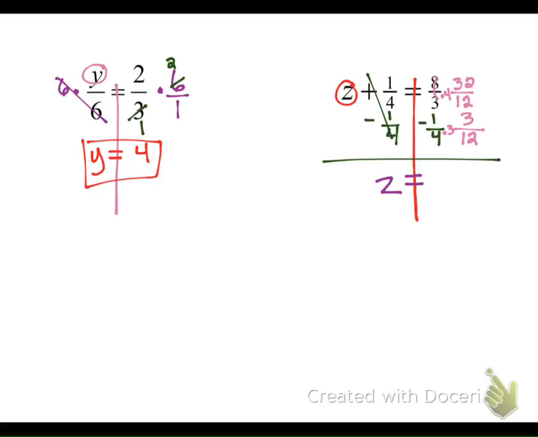Okay, so now I have my new fractions here. I have 32 over 12. What's the operation that I'm doing? Subtraction. So my numerator is 32 minus 3 equals? 29. And then what's my denominator? 12.